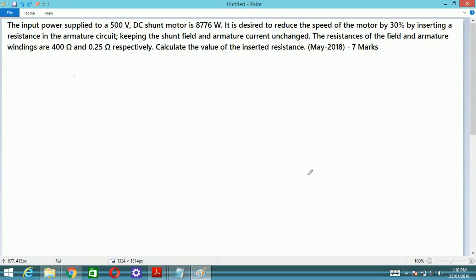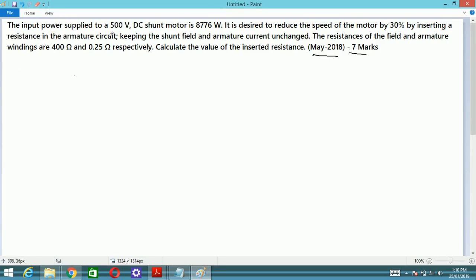Today in this video we are going to discuss the question related to speed control of a DC shunt motor by inserting resistance into the armature circuit. This question was asked in the exam, May 2018, for 7 marks. It is a very important question, and this kind of question will be asked in the exam. So we'll directly go with the numerical now.